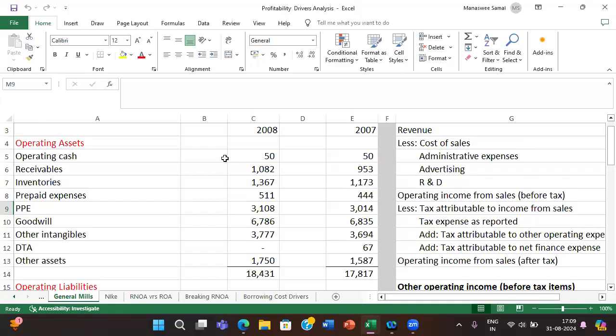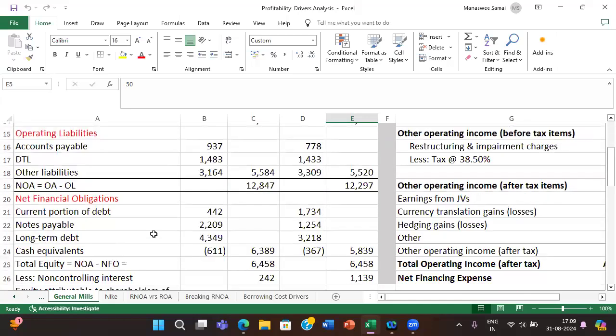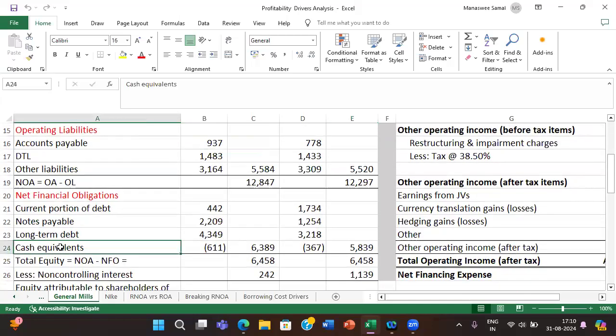Please understand that this case has given us this figure, operating cash of 50. It is very unlikely that the figure will be the same across two years, isn't it? So out of the total cash holding, treat 50 as operating cash, and the balance cash you have to treat as a financial asset that you can see under financial assets. If you go here, you can see the cash equivalent figure 611. Here it is a minus figure because you are deducting it from the financial obligations to calculate NFO.